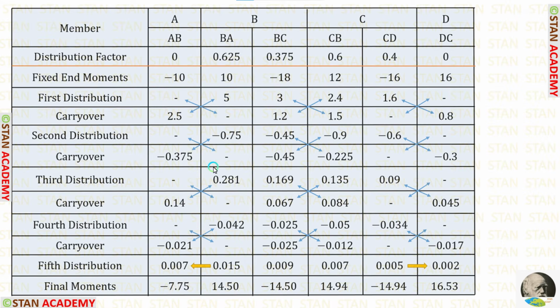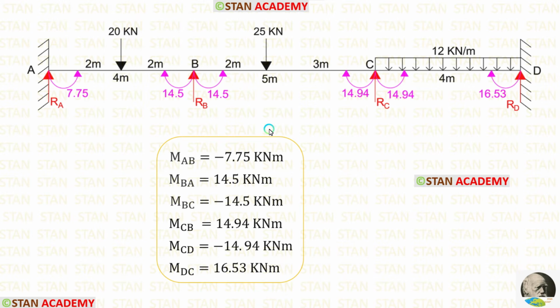Now we can add the values and find out the final moments. We have to add the values from the fixed end moments. After adding all of the values, we are getting the final moments. In this analysis, we have calculated all of the moments. For MAB, we are getting a negative value. That means MAB is acting in the anticlockwise direction.